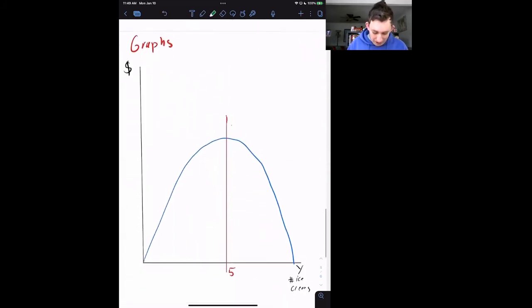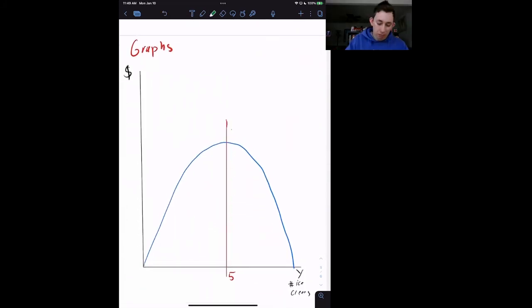Let's talk about this graphically. So here I've drawn this profit function. How did I get this profit function? Well, I said from before, profit is $10 per ice cream times the number of ice creams that I sell minus the cost.